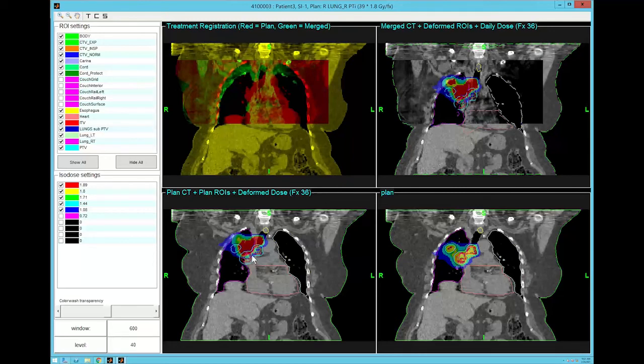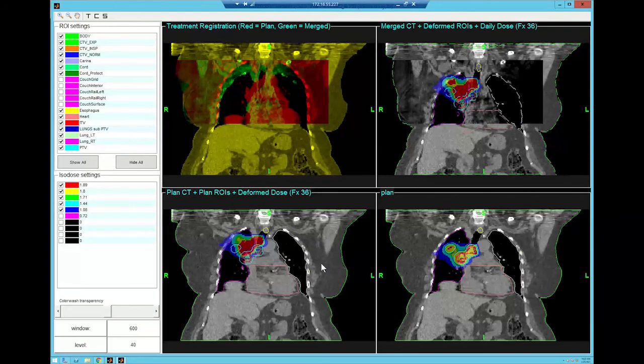And of course, it's shown next to the plan ROIs, so you can see where the dose cloud should have been shown. As well, I'm not sure if I showed in the previous slides the merged versus the plan CT. What you can see is that the green is the merged, and the red is the plan.